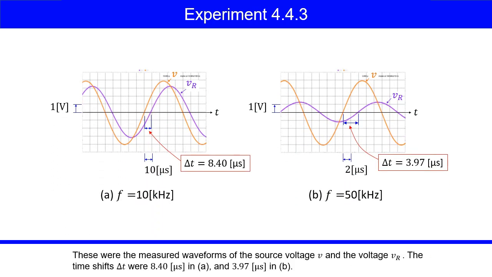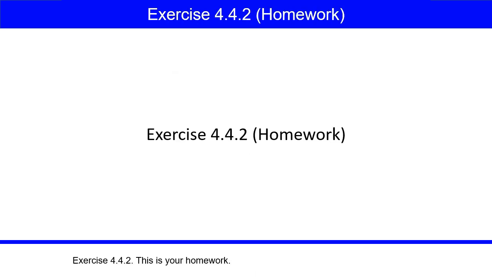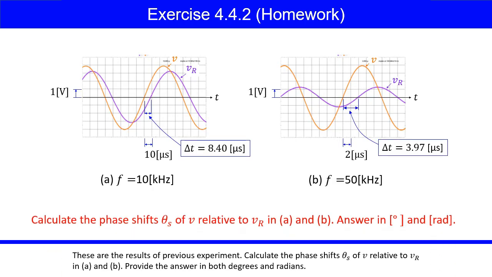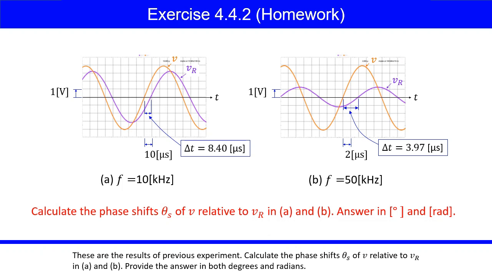These were the measured waveforms of the source voltage V and the voltage VR. The time shifts delta t were 8.40 microseconds in A, and 3.97 microseconds in B. Exercise 4.4.2. This is your homework. These are the results of the previous experiment. Calculate the phase shifts theta of V relative to VR in A and B. Provide the answer in both degrees and radians.